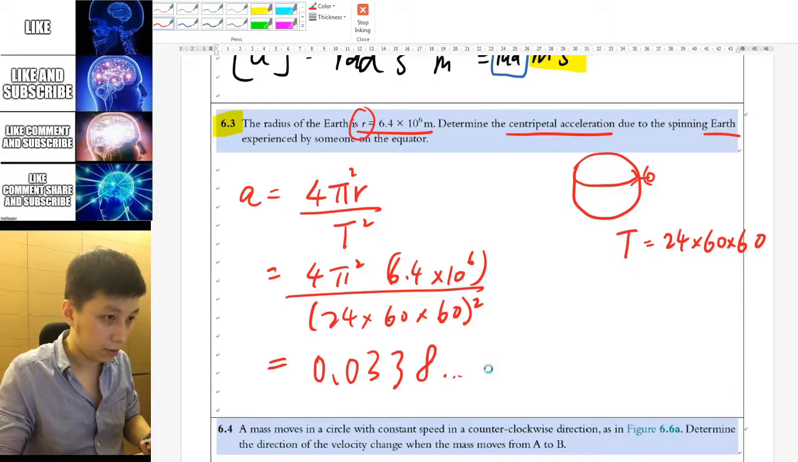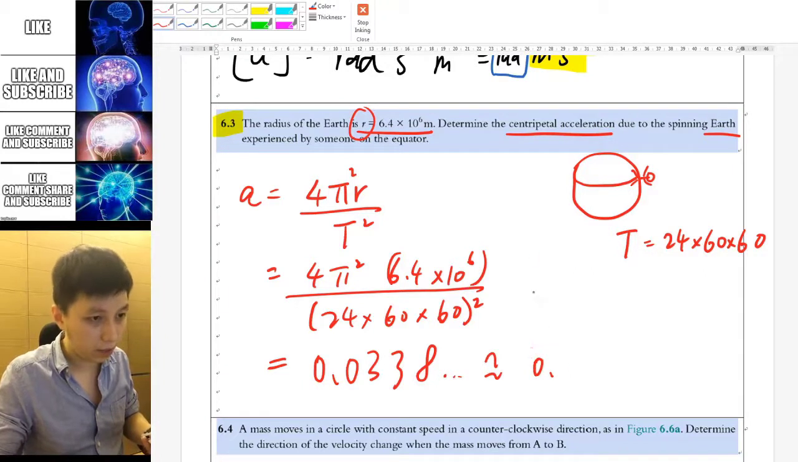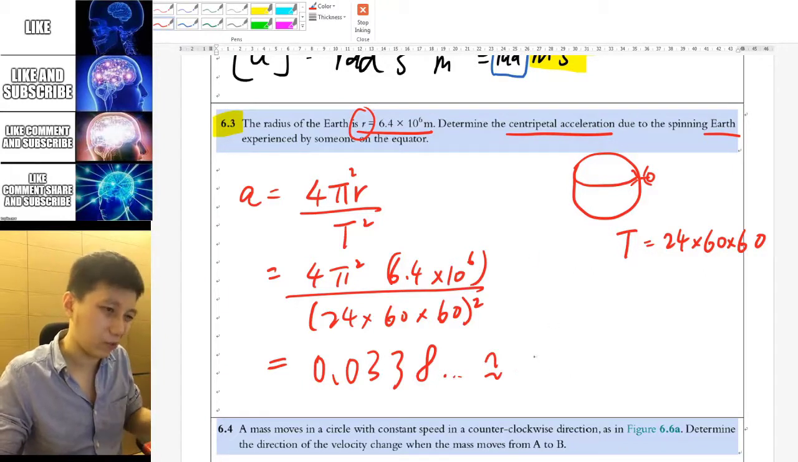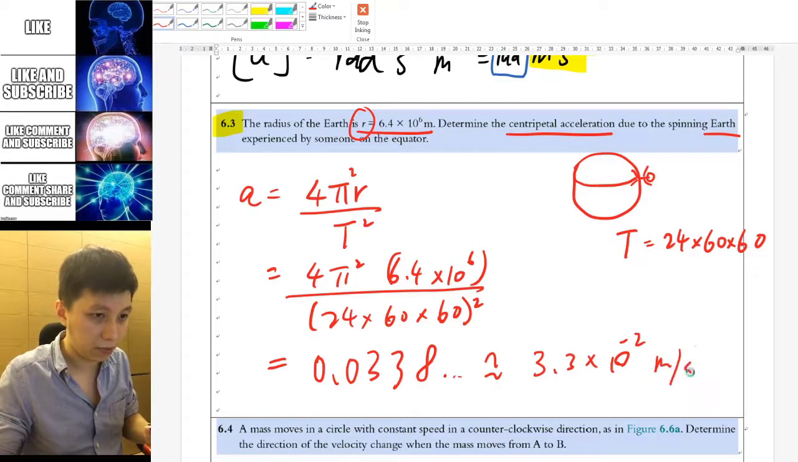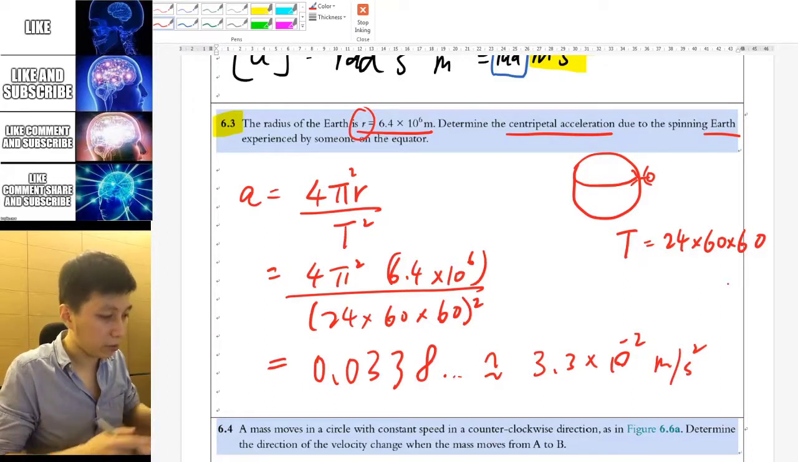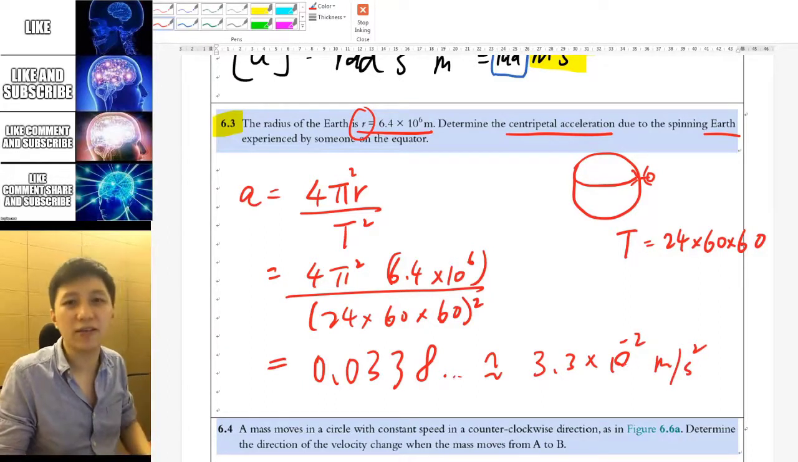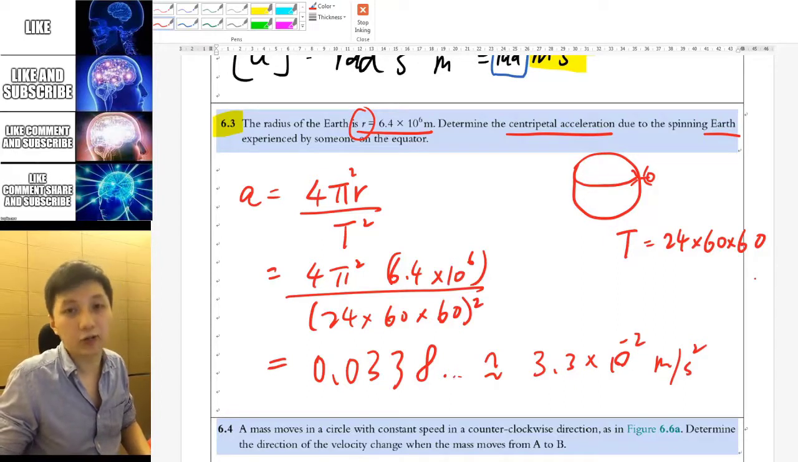And so we can express the answer with 2 sig figs, so that is 3.3 times 10 to the power of -2 meter per second squared. So you may be wondering, what does that actually mean? That's the exact question I want to ask you, so I'll give you 10 seconds.